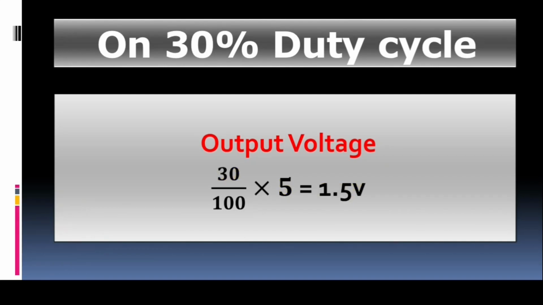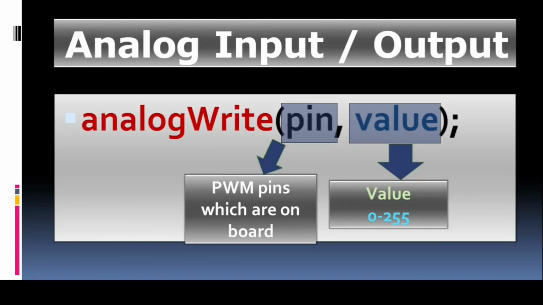Next is 30% duty cycle. Here 30% is the duty cycle, 5 is the voltage, and the output we got at that pin is 1.5 volt. Next is 70%. Here the duty cycle is 70%, 5 volt is the voltage which you use as input power, and here is the output power. So now a question comes to your mind: how can you set the duty cycle with this value? Here the value is between 0 to 255. For this you can use a different formula.